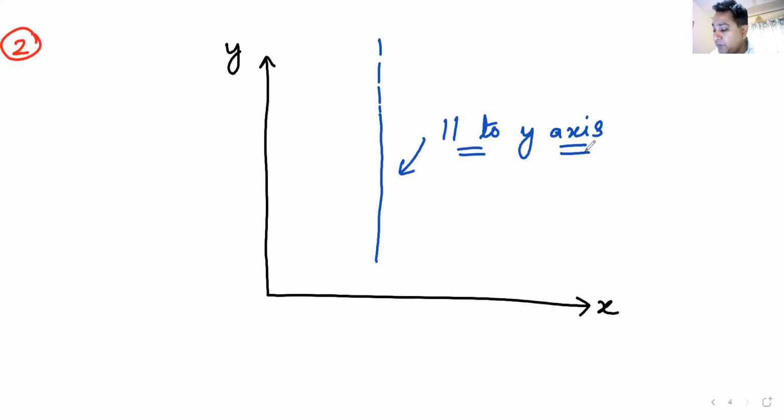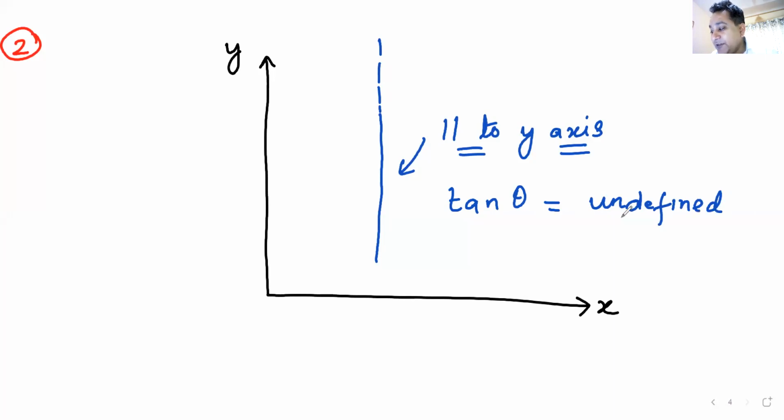But what will be the slope? Tan theta. What will be the slope of this line? Infinite. Tan theta 90. No, it is not 1. Tan theta of this, some people may call it infinity. Some people will call it undefined. Tan of 90 is undefined.